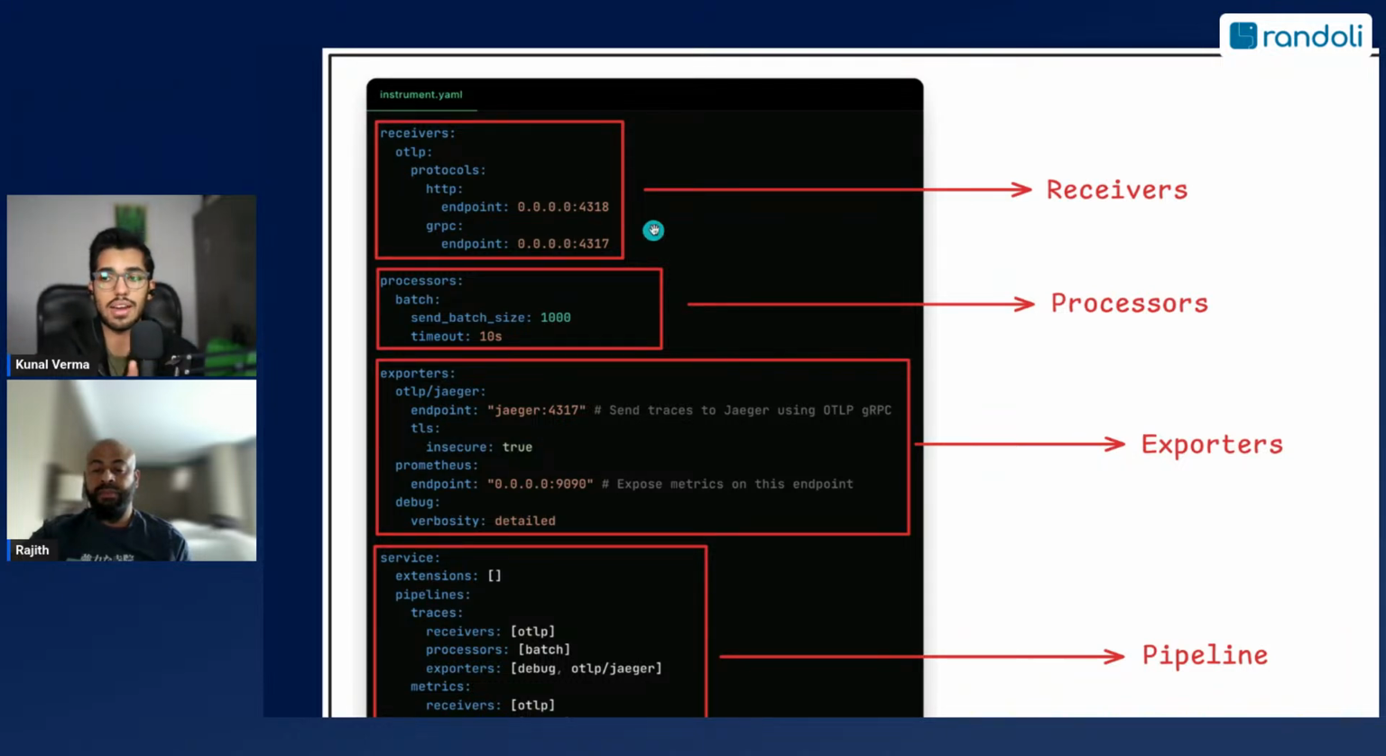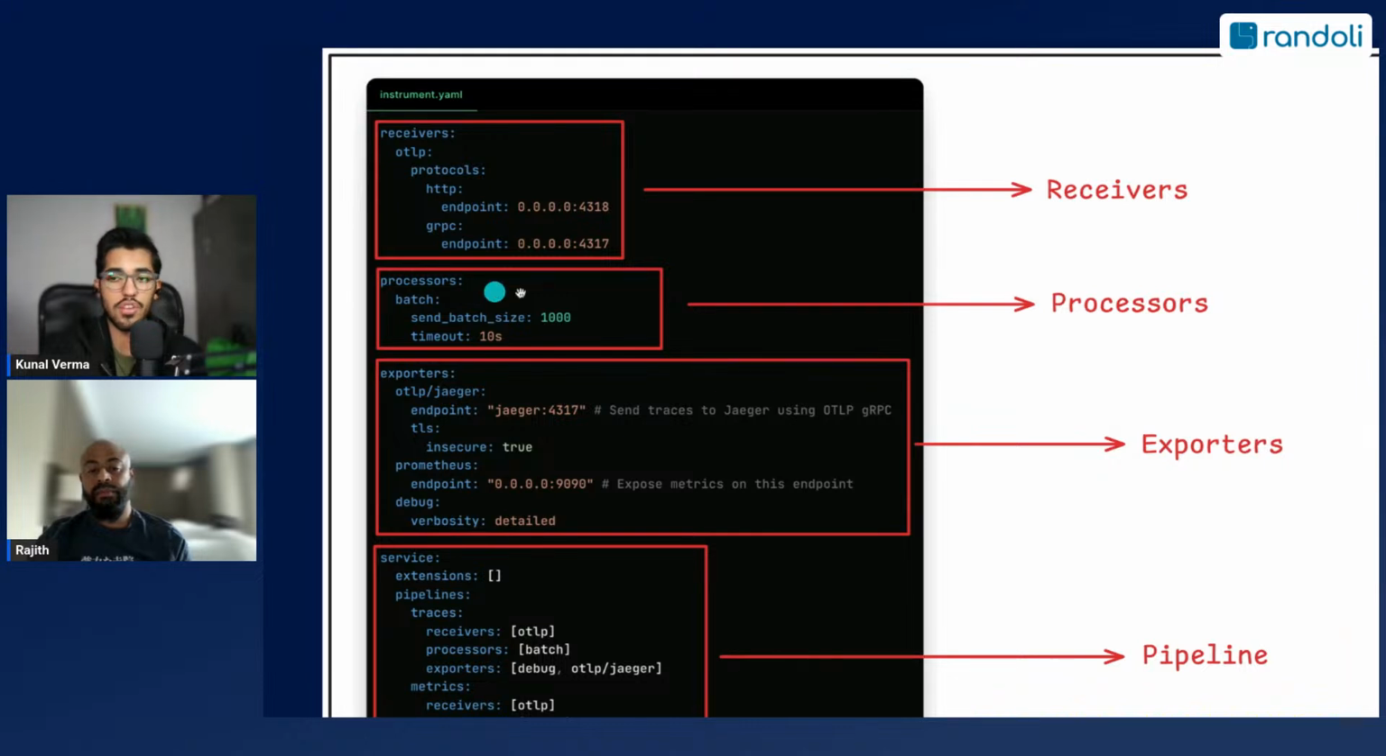So the first part is the receivers, as I mentioned, and in the receivers you can define the protocols. So we have the HTTP protocol and the gRPC protocol, and you can see that the default port for HTTP is 4318 and for gRPC is 4317. So you can configure that.